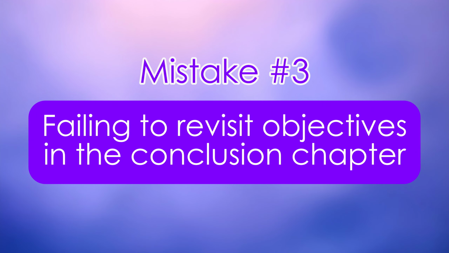Revisiting the objectives in the conclusion is a must, but many students do not address them explicitly. And this is mistake number 3. You should explicitly address objectives in the conclusion, because by revisiting objectives, you show that your research has actually delivered on what it promised in the introduction. Bear in mind that in the introduction you ask questions, the objectives, and in the conclusion you are expected to answer them, what you found in relation to each objective.